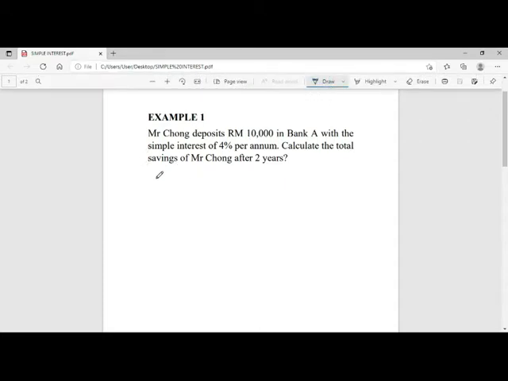is to calculate the interest earned by Mr. Chong. So the interest can be calculated by using a very simple formula here. It's actually equal to PRT. So the P here stands for the principal, and then the R here stands for the interest rate, and then the T here stands for the number of years.